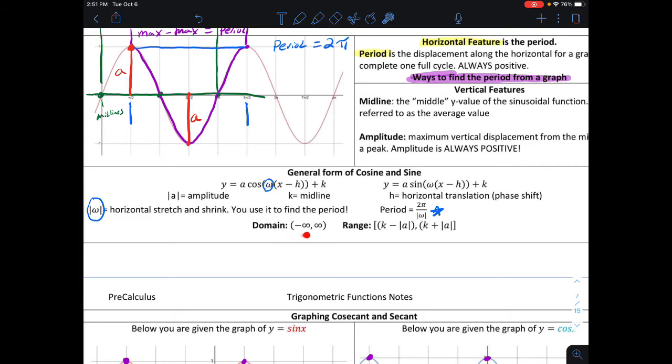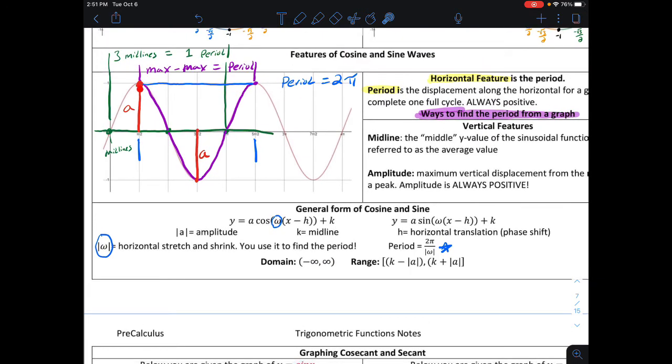Now, the domain of sine and cosine is the set of all real numbers. The range here, if I look, is bounded in between two y values. Our normal sine and cosine wave would be bounded between -1 and +1. But in terms of just a general form, it's the midline. The minimum value is going to be midline minus amplitude, and the maximum value will be midline plus amplitude.